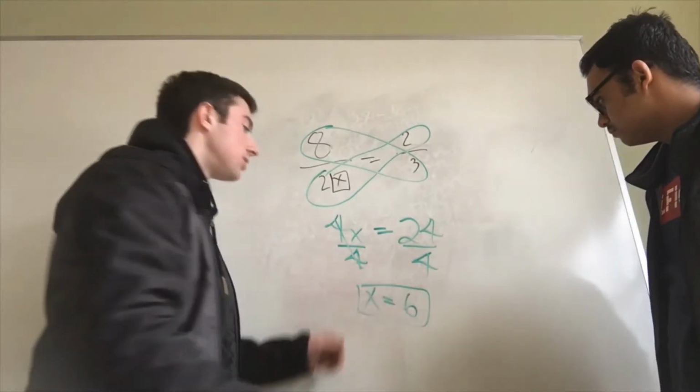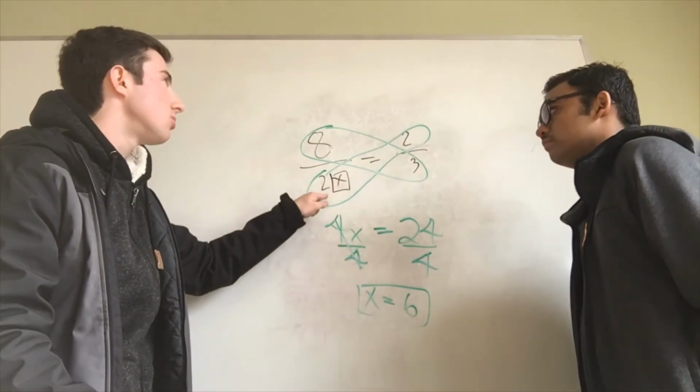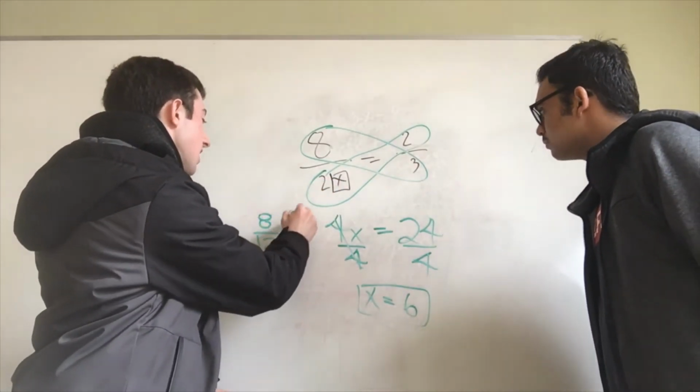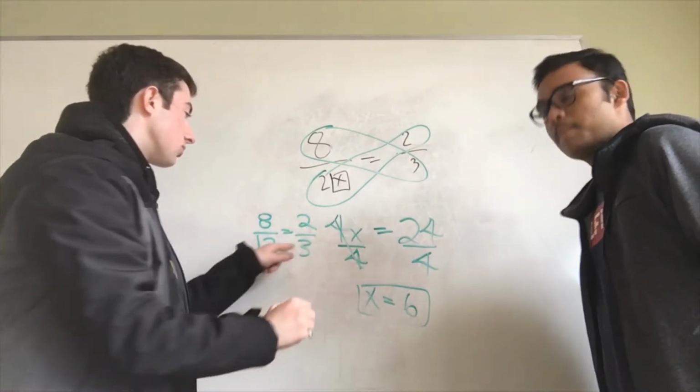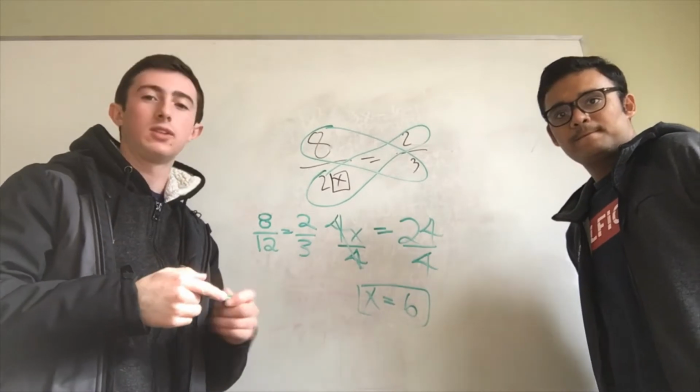One thing we can do is check our work, plug this back in. If we plug in the 6 here, 2 times 6 would get us to 12. And then if we think about equivalent fractions, does 8 over 12 equal 2 over 3? It does. This can simplify down to that, which confirms that we did this correct.